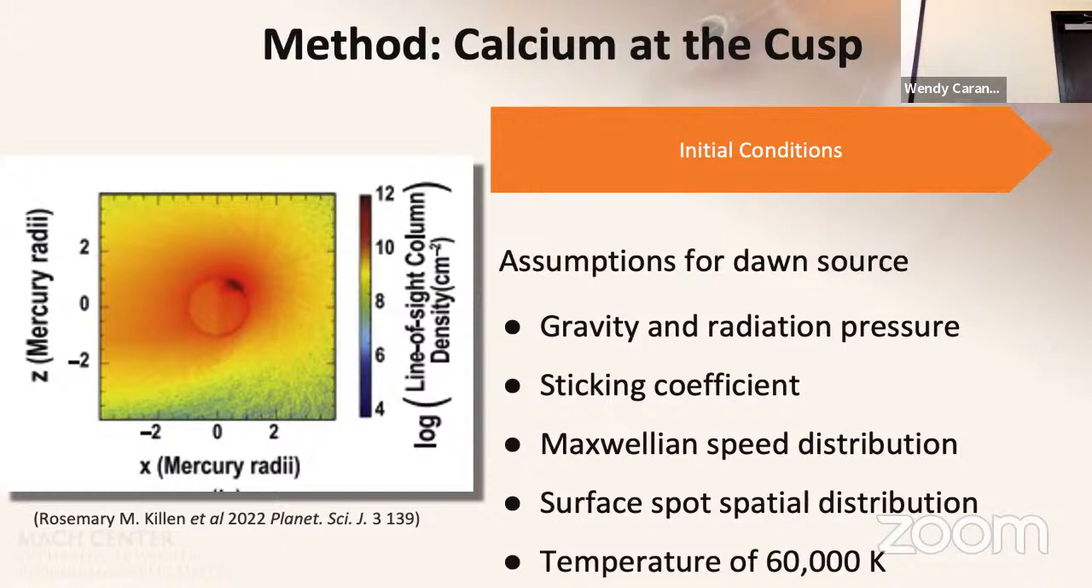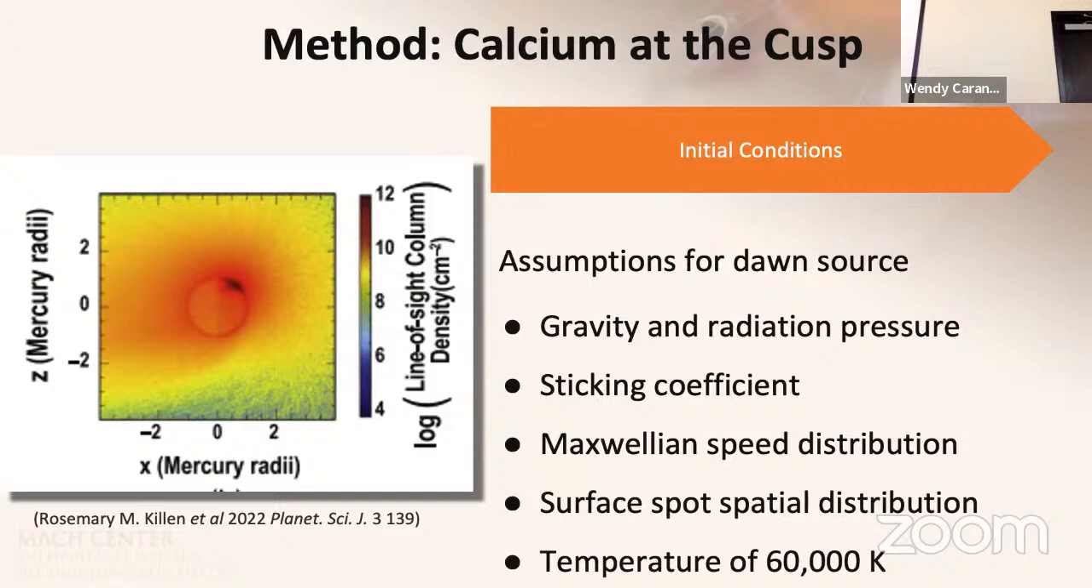The conditions that we used for the model, specifically for the dawn source, were that we assumed that gravity and radiation pressure were active. We assumed that there was a sticking coefficient, which meant that if the model calculated that a trajectory were to hit the planet, it would just stay at the planet when it hit. And then we have a Maxwellian speed distribution and surface spatial distribution. Both of these are really referring to the fact that we're looking at the dawn source process. And then a temperature of about 60,000 degrees Kelvin. This is a very energetic source that we saw for calcium.